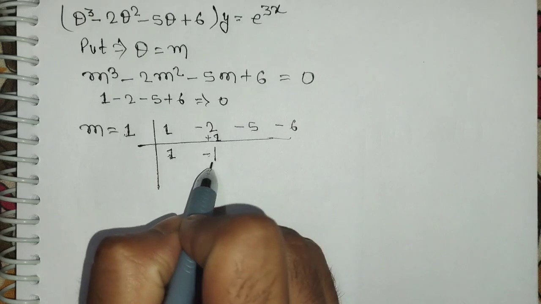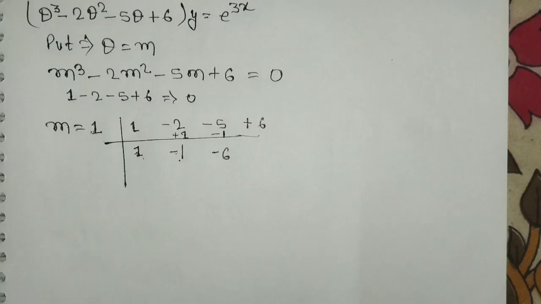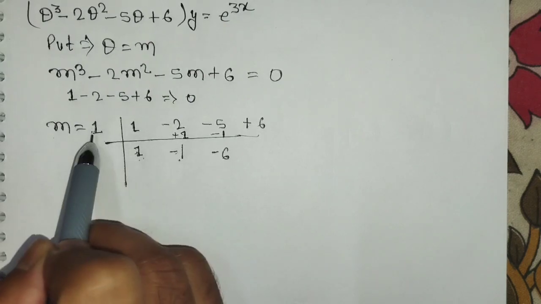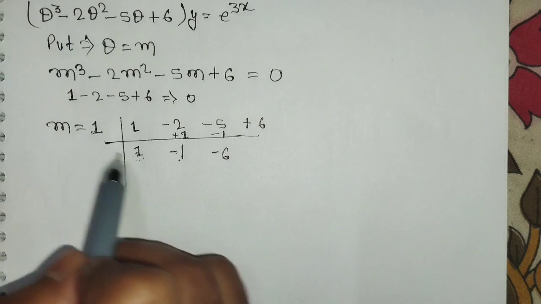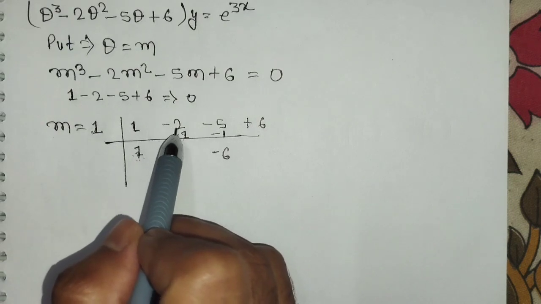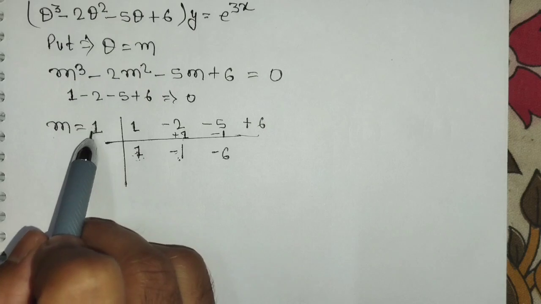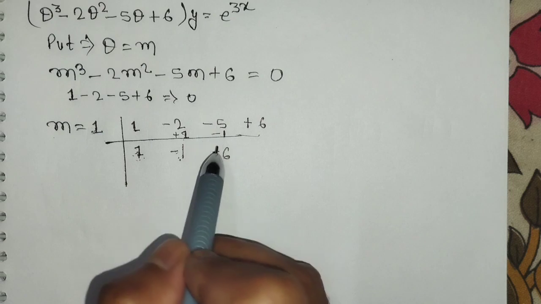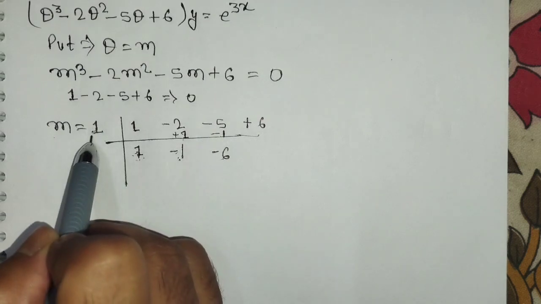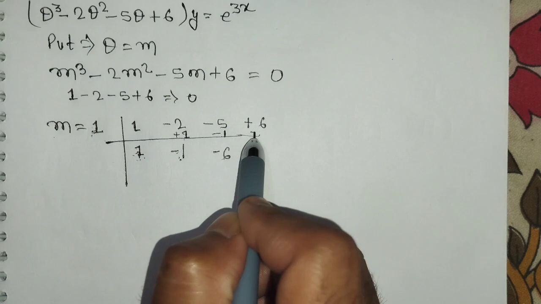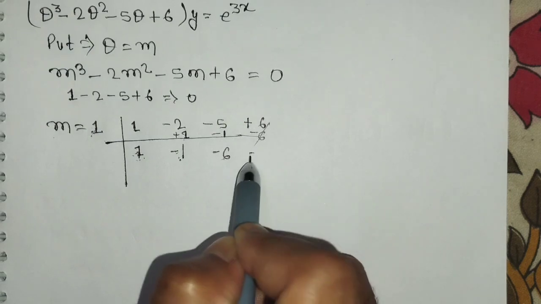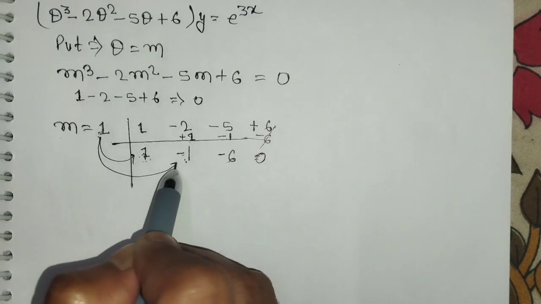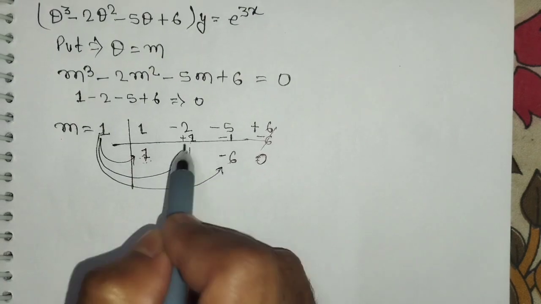Then again multiply 1 into -1, it becomes -1, and -1 - 5 becomes -6. Then again multiply 1 into -6, it becomes -6. So plus and minus, it becomes 0. Now we get 1, -1 and -6.